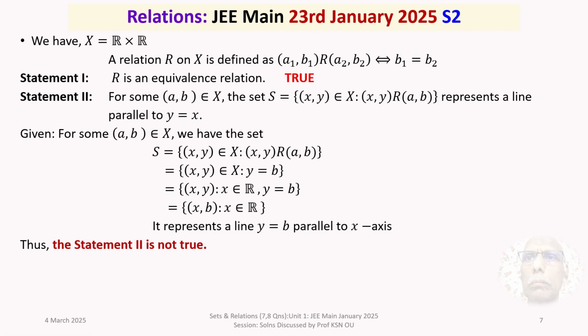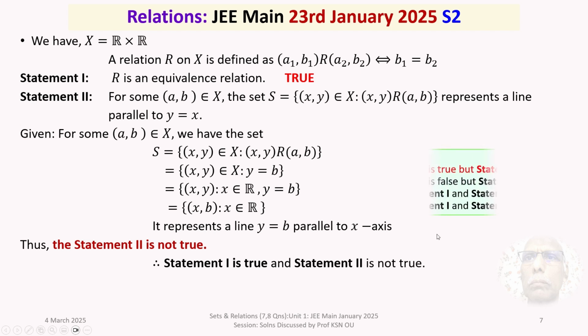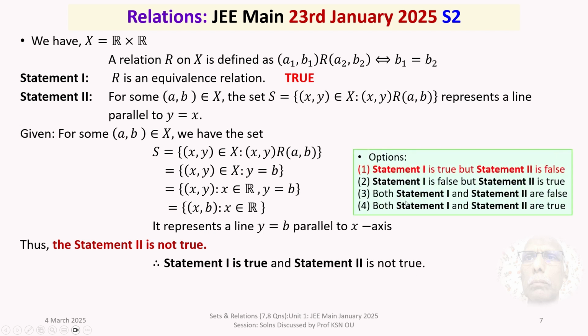So, thus what we have shown, statement 1 is true and statement 2 is not true. Let's look at our options. And our answer tallies with option 1. Therefore, the answer to this question is option 1. That is the detailed discussion of the solution of this problem. This problem is pretty easy one.